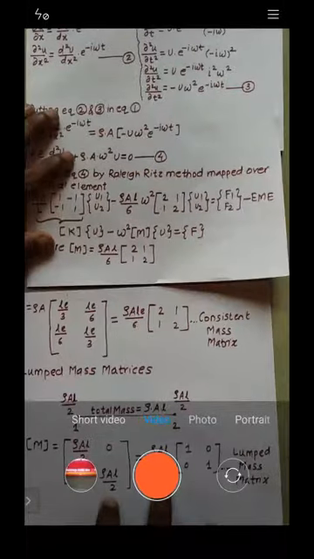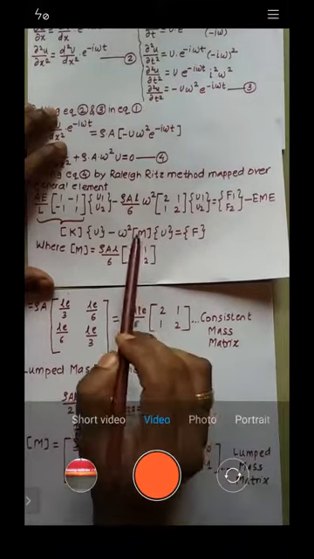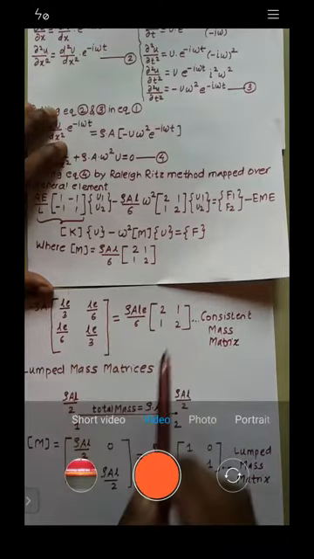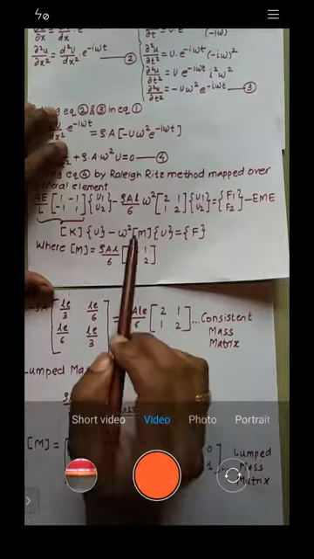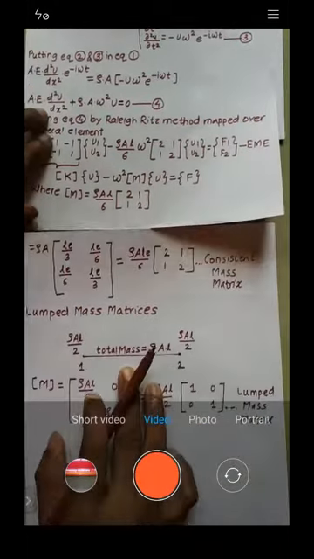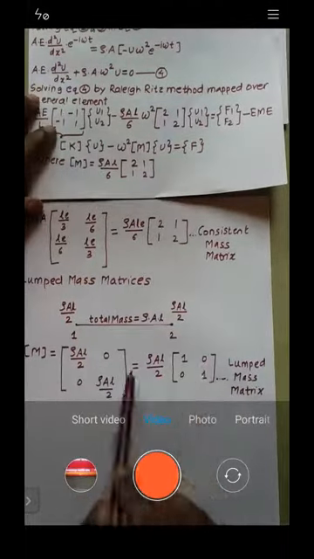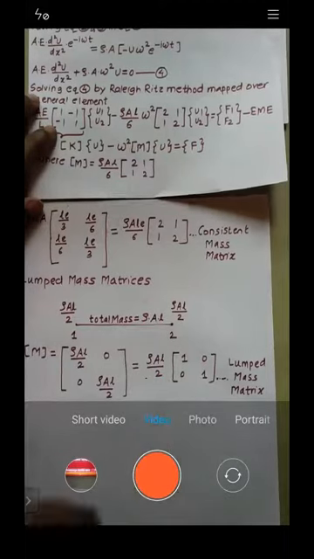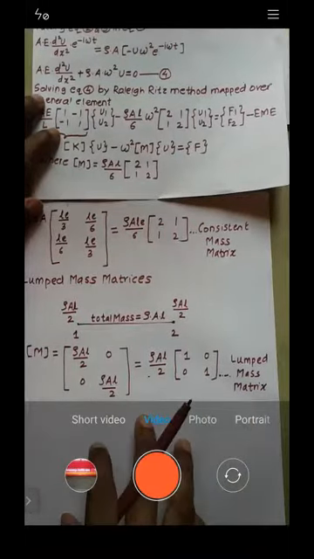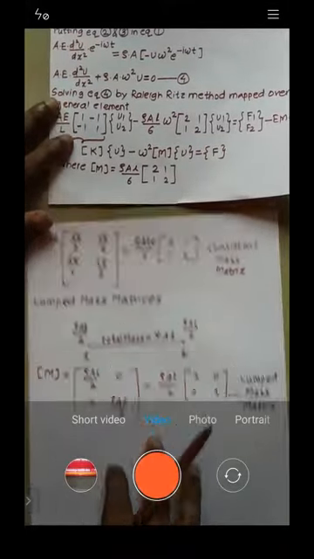If you put this value of M as rho AL by 6 times 2, 1, 1, 2, then you will get the natural frequency by using consistent mass matrices. Similarly, instead of this value of M, if you put rho AL by 2 times 1, 0, 0, 1, then you will get the natural frequency by using lump mass matrices. Is it okay?